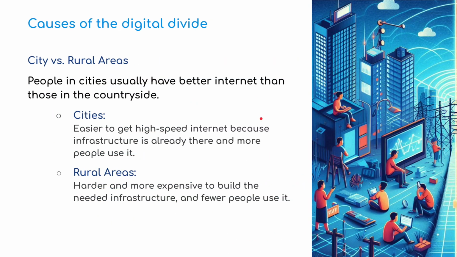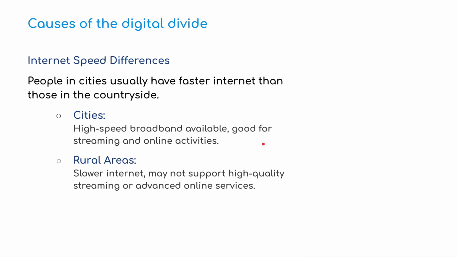Okay, so let's have a little look in more detail at the causes of the digital divide. So, cities versus rural areas. People in cities usually have better internet than those in the countryside. Fact: in cities, it's easier to get high-speed internet because infrastructure is already there and more people use it. In rural areas, up in a mountain for example, it's harder and more expensive to build the needed infrastructure and fewer people are going to use it in the end anyway.